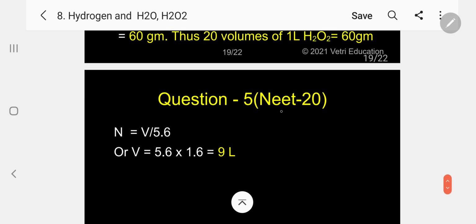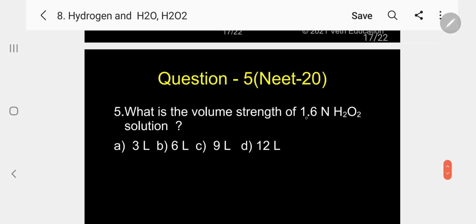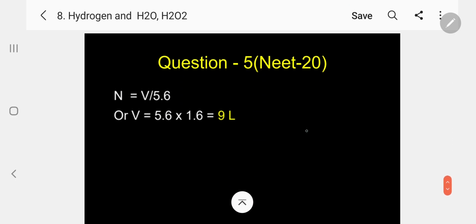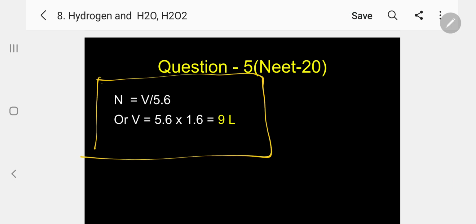So what will come for the question now? The question asks for the volume strength. The strength they have given, the normality, is 1.6, and they are asking V. There should be a relationship, a simple relationship. Please memorize this, my dear students. There is a factor called 5.6, which was proved experimentally. You have to memorize this.